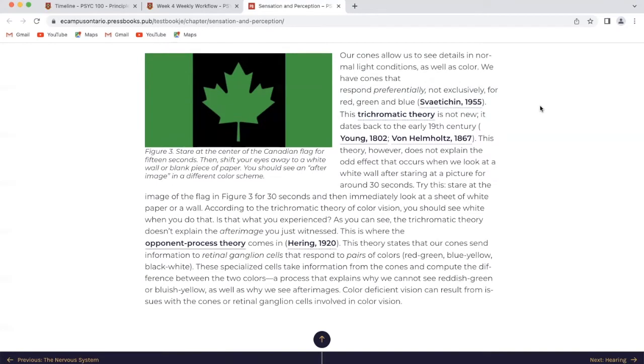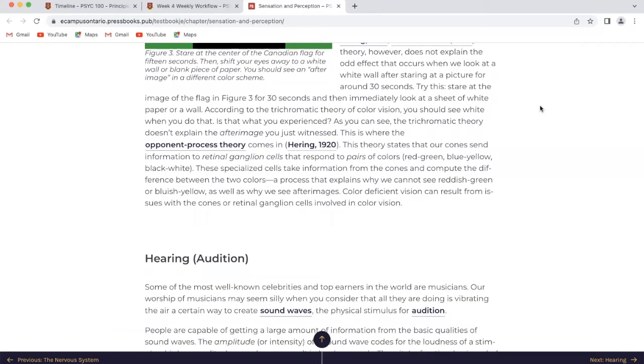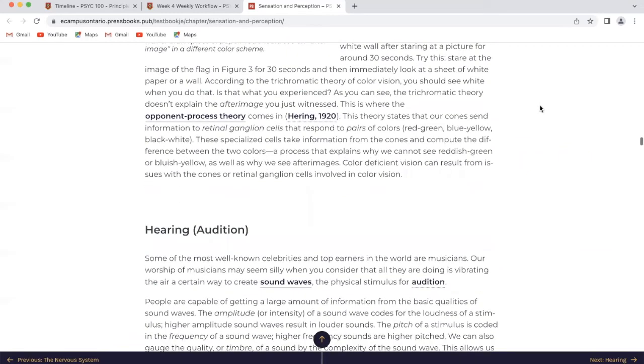This is where the opponent process theory comes in. This theory states that our cones send information to retinal ganglion cells that respond to pairs of colors. These specialized cells take information from the cones and compute the difference between the two colors, a process that explains why we cannot see reddish green or bluish yellow, as well as why we see after images. Color deficient vision can result from issues with the cones or retinal ganglion cells involved in color vision.